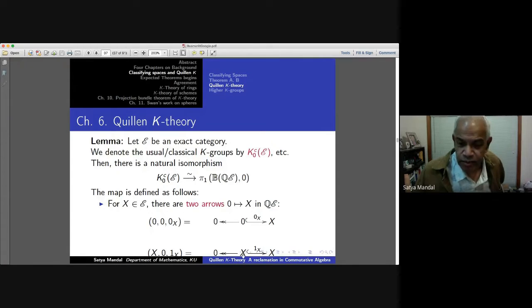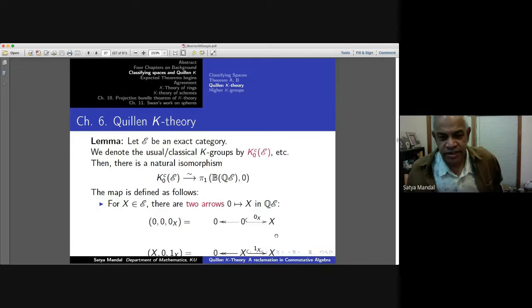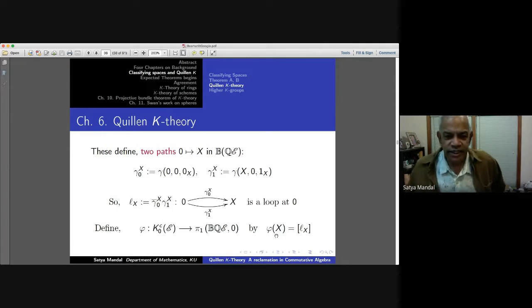And you also have the map from X to X, that's the identity map. You use this to define two maps from 0 to X. So, and each arrow corresponds to a line, okay, or a path. So you can combine them to define a loop at 0. So that is the association. Okay, so given an X, you associate that to this loop. Okay, and this is an isomorphism.